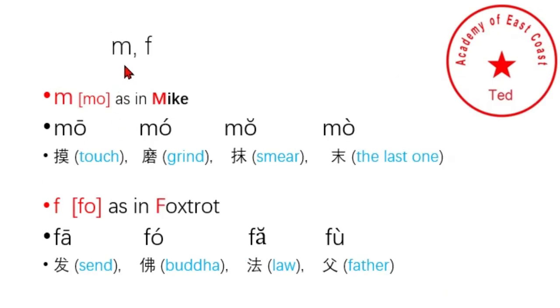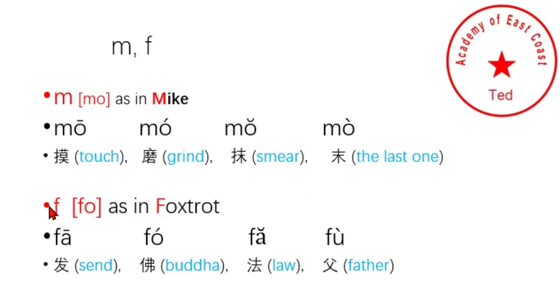Now let's come into mo and fo. Mo is the M in Mike. Let's practice it with the tones in the syllables and the characters. The first one, the first tone, mo. Next one, the second tone, mo. Next one, the third tone, mo. Next one, the fourth tone, mo.